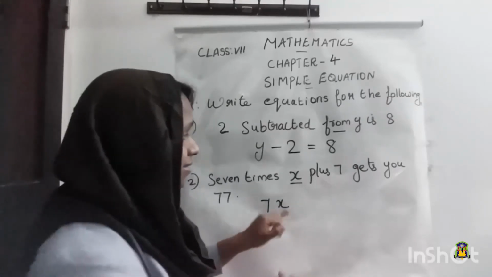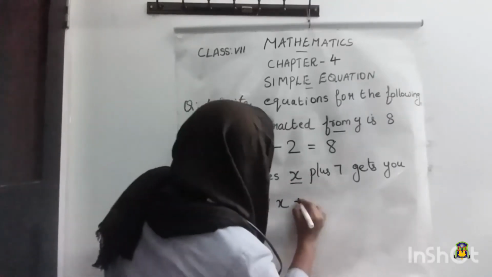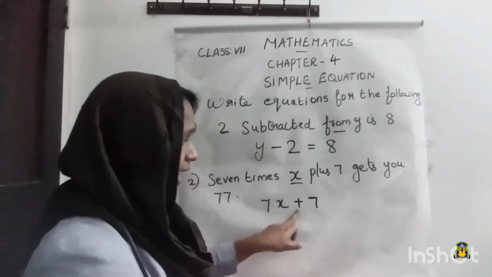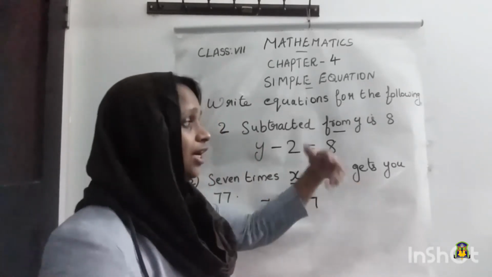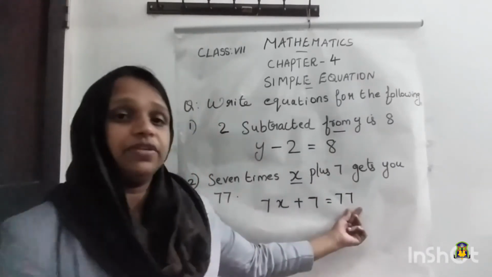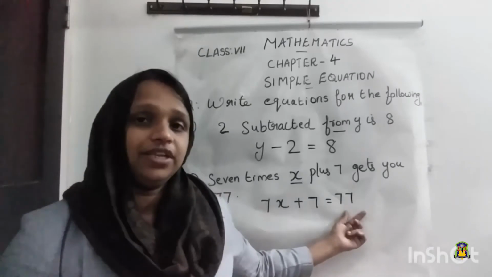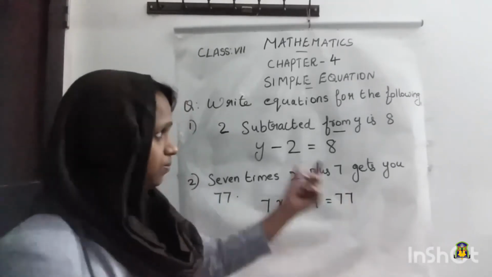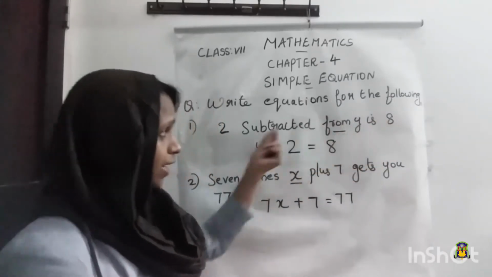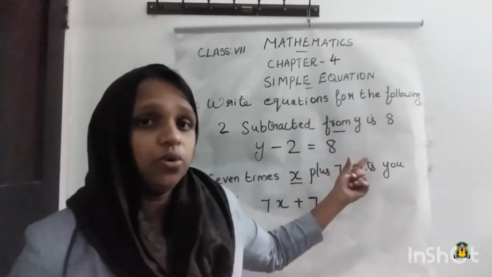So 7x plus put number 7. 7 times x plus 7 gets you 77. Isn't it? Gets you 77. That is equal to 77. Got it? So here 2 subtracted from y is 8 means y minus 2 equal to 8.